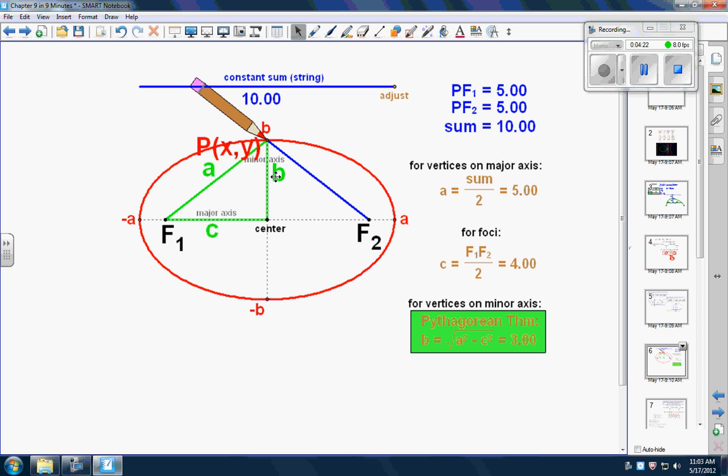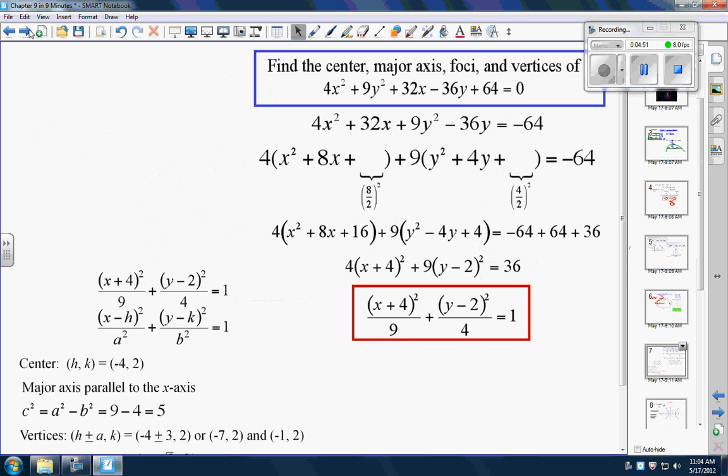We said the distance from center out to a vertex, we always call a, but ellipses have foci on the inside, so that's the c. This distance from here to here is the same as here to here. So it's not a true Pythagorean identity in this case, as far as the variables go, but you can draw those pictures in and find that.